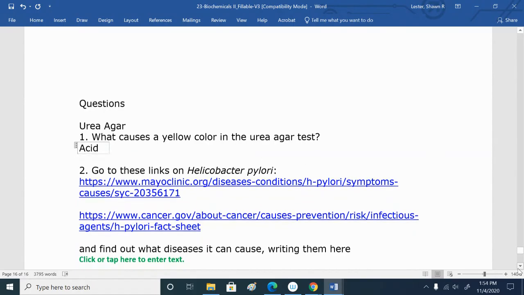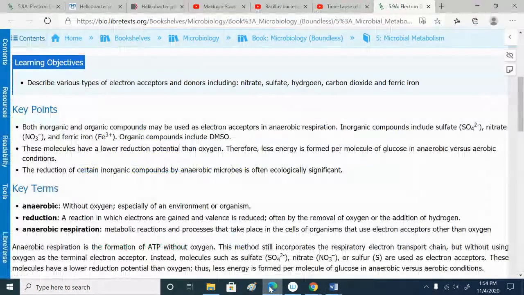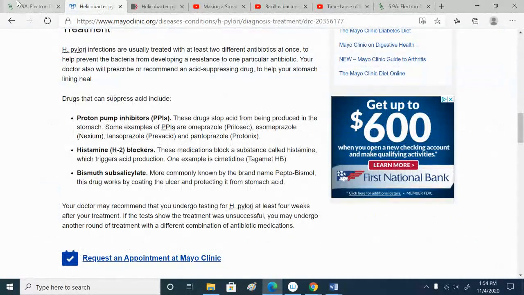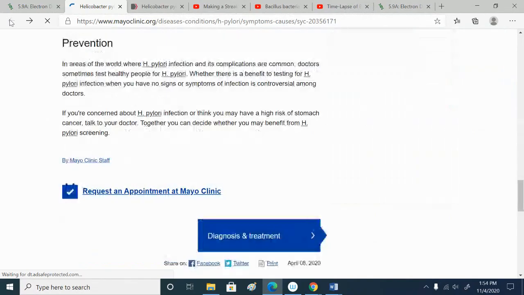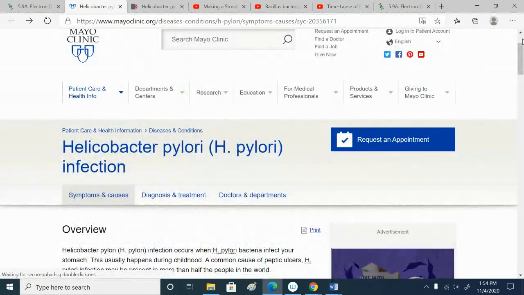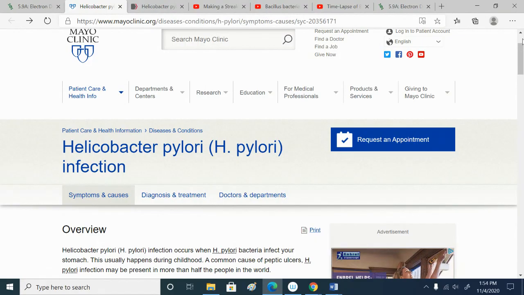And then we've talked about Helicobacter pylori in lecture when we had the lecture on bacterial groups. Remember we said that Helicobacter pylori is an organism that many people have in their stomachs, and most of those people do not suffer any problems from it, but some people do.